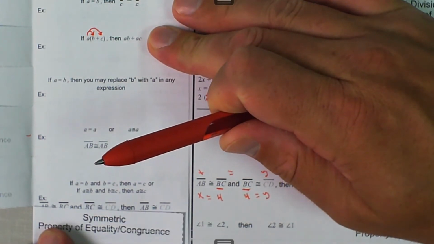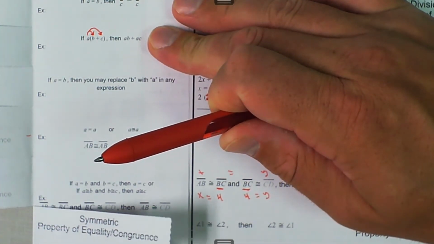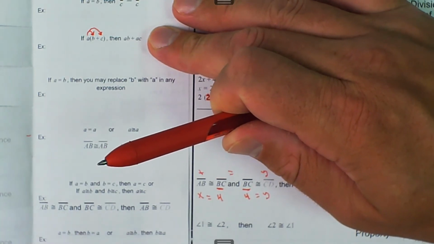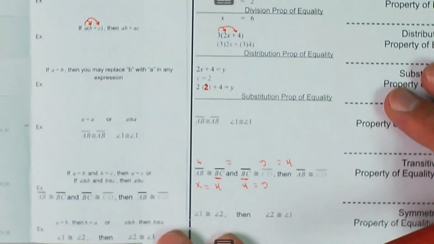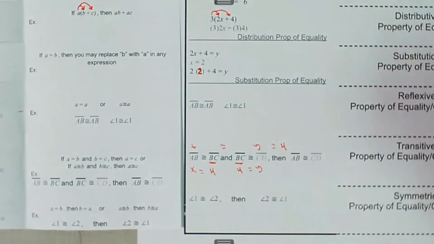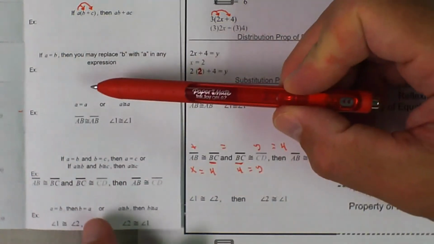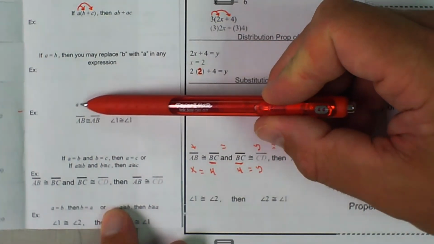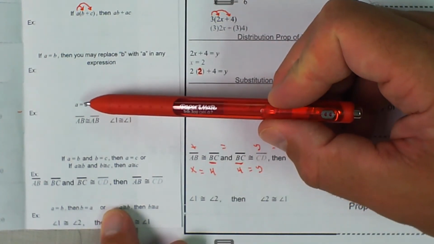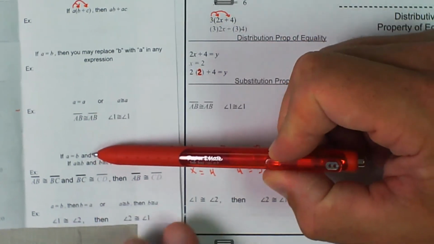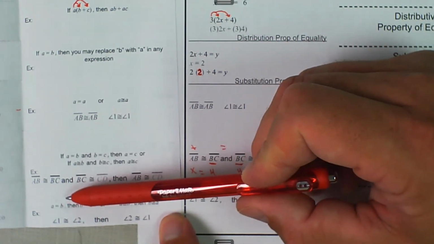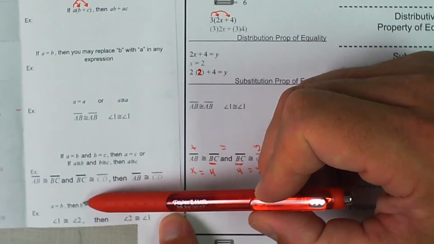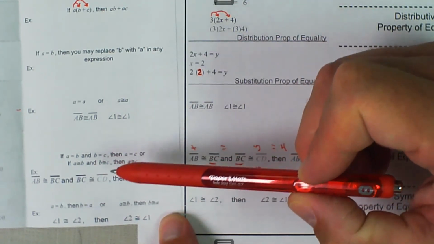And then the last one we have is the symmetric property of equality. And this is a little bit different. Symmetric, remember, we're talking about flipping things over a line of symmetry. If A is equal to B, then B is equal to A. So how's this different than the reflexive property? Well, the reflexive property is one thing is equal to itself. So A is equal to A. Here, we're saying A is equal to B. Then we can put B first and say it's also equal to A.